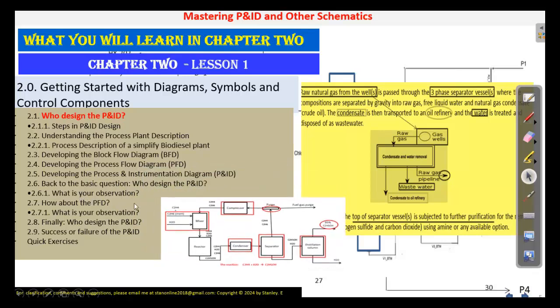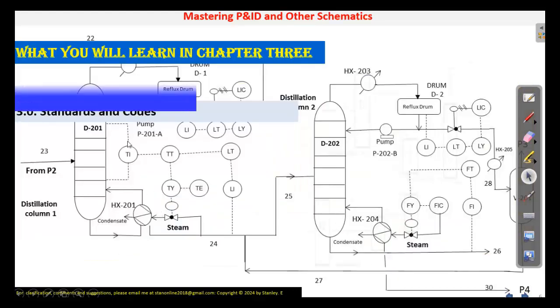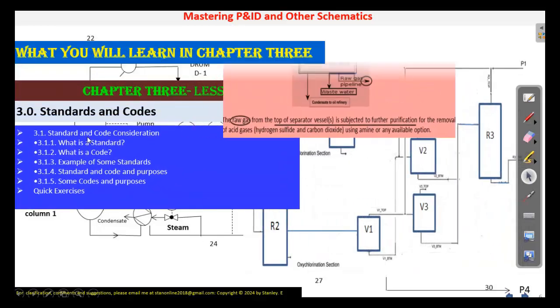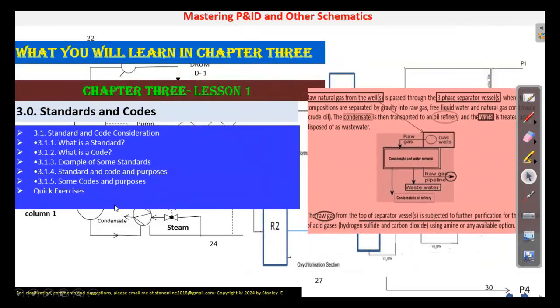Back to the basic question. Who designed the P&ID? What is your observation? How about the PFD? What's your observation? Finally, who designed the P&ID? Success or failure of the P&ID? And some quick exercises. In chapter 3, we are going to be looking at standards and codes.